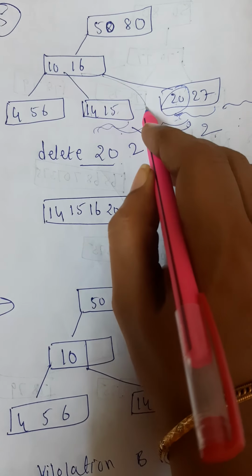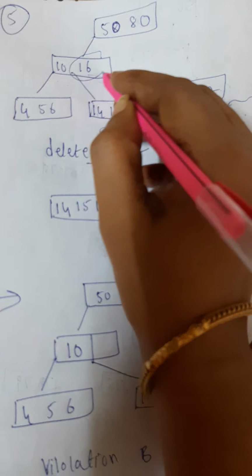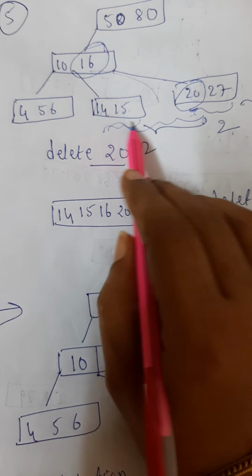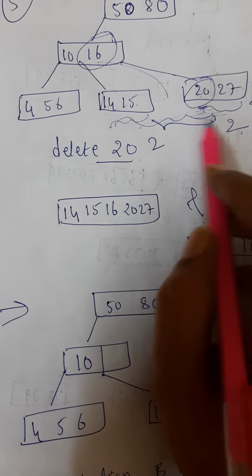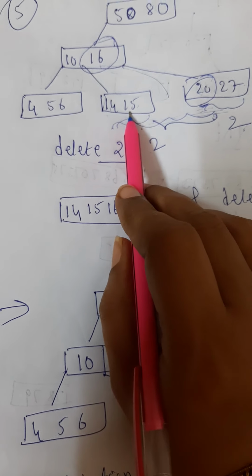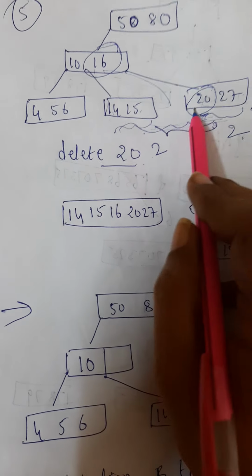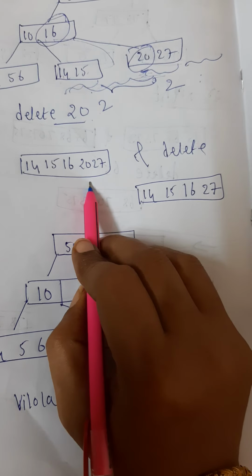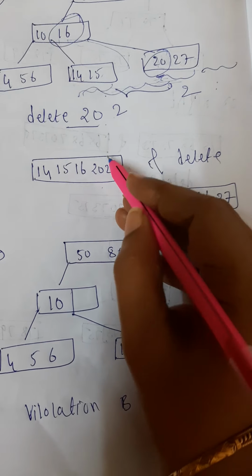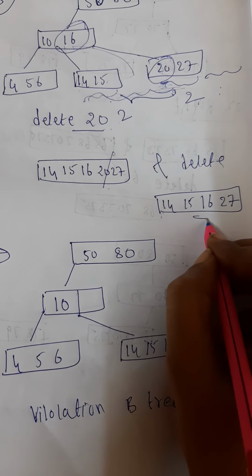Now 16 should come down. Between these two, the node you have is 16. Now you merge all this. So when you merge, what will happen? 14, 15. Now 16 will come down, 20 and 27. And let us delete 20. After deleting 20, this is what you have now.